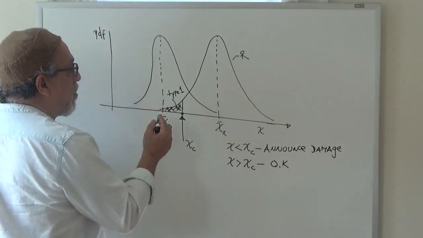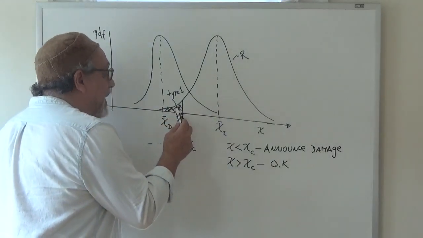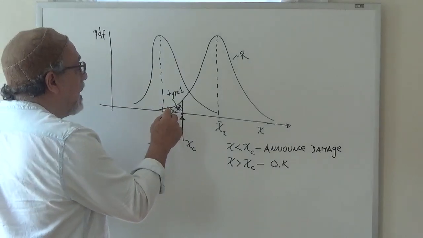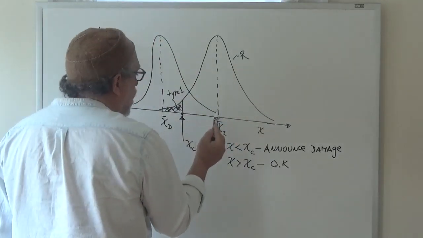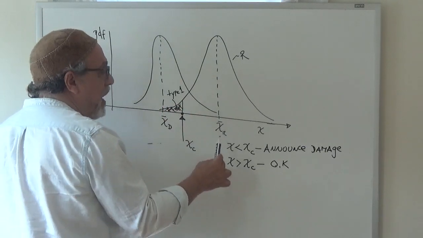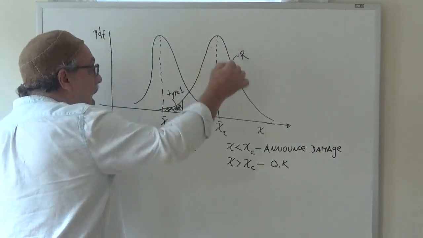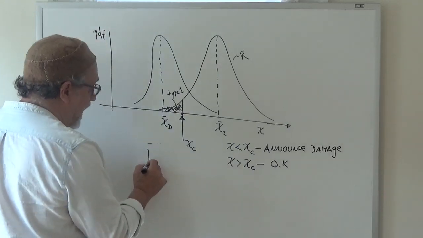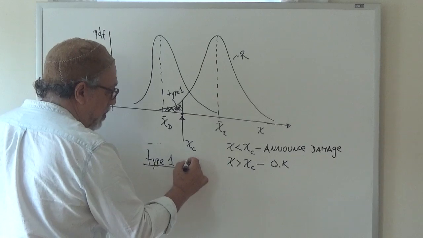So the type 1 error is the probability that we would declare that the system is okay when the system is actually damaged. I'm sorry, take that back. No. If we find the value here, we would announce that the system is damaged, but the system may be okay. So this would be false positives, right? So the type 1 error is false positives, right?